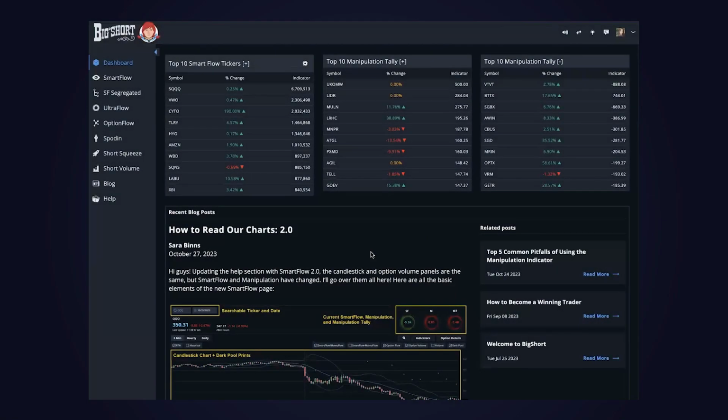I'm part of the BigShort team, and I wanted to go over today's trading and how to trade a honey badger day with our new signals, including SmartFlow 2.0. So as you can see, this is our dashboard. Today was a honey badger day.